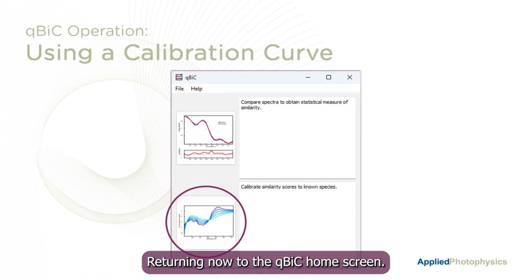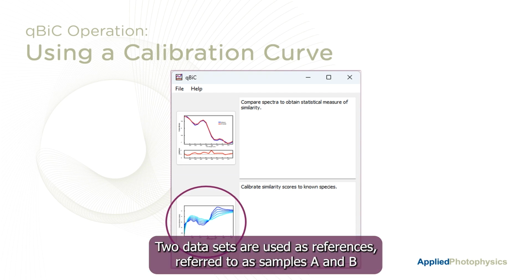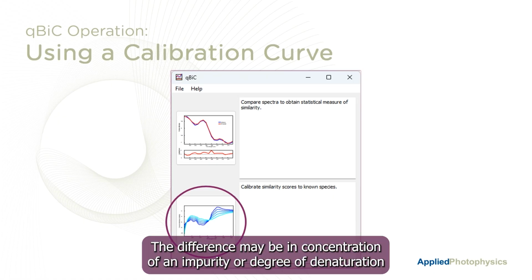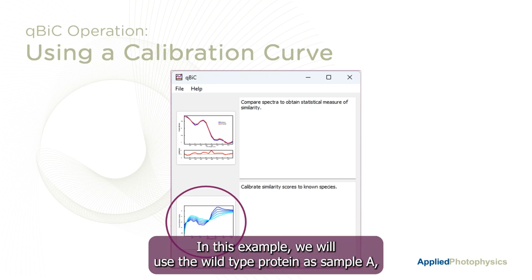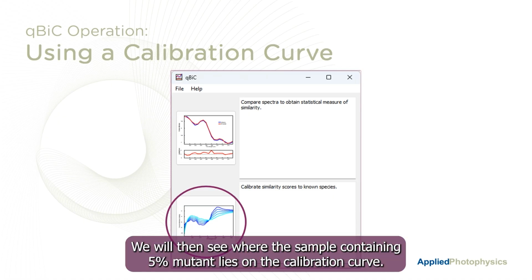Returning now to the qBiC home screen, a secondary function of the software is to compare spectra using a calibration curve. 2 data sets are used as references, referred to as samples A and B, which are different in some way. The difference may be in concentration of an impurity or degree of denaturation, for instance. In this example, we will use the wild-type protein as sample A and the wild-type with 10% mutant as sample B. We will then see where the sample containing 5% mutant lies on the calibration curve.